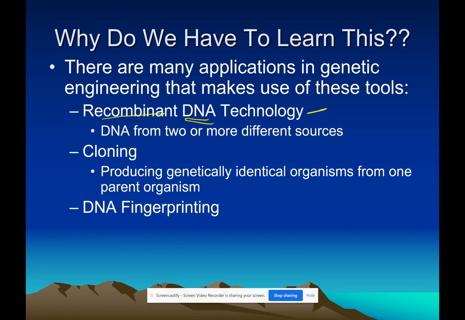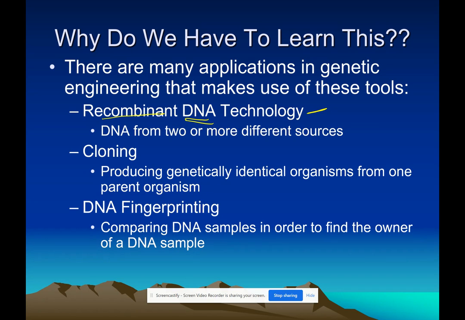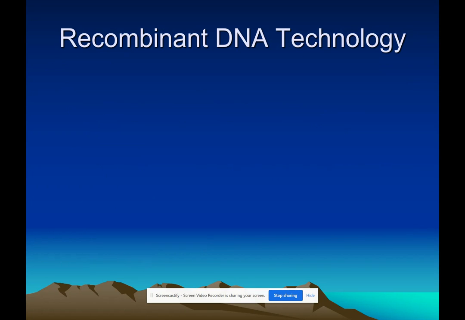DNA fingerprinting is also sometimes called DNA profiling, and that is taking a DNA sample and comparing it to individuals who you think it comes from to see who owns that DNA. We're also getting into a technology called CRISPR. CRISPR allows us to make direct edits to the DNA of an organism very quickly and very inexpensively. It's a very new technology, and we're going to get into that too.